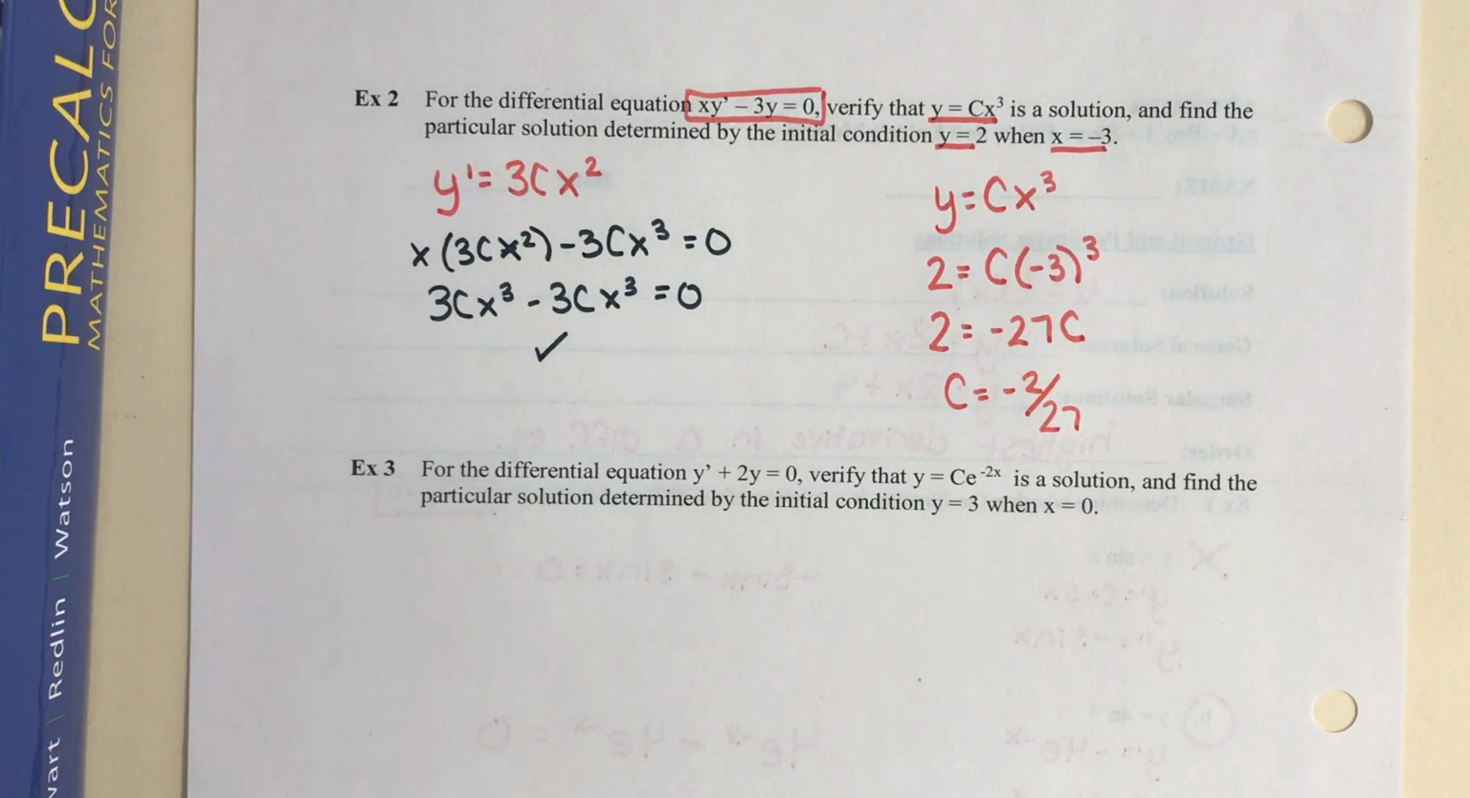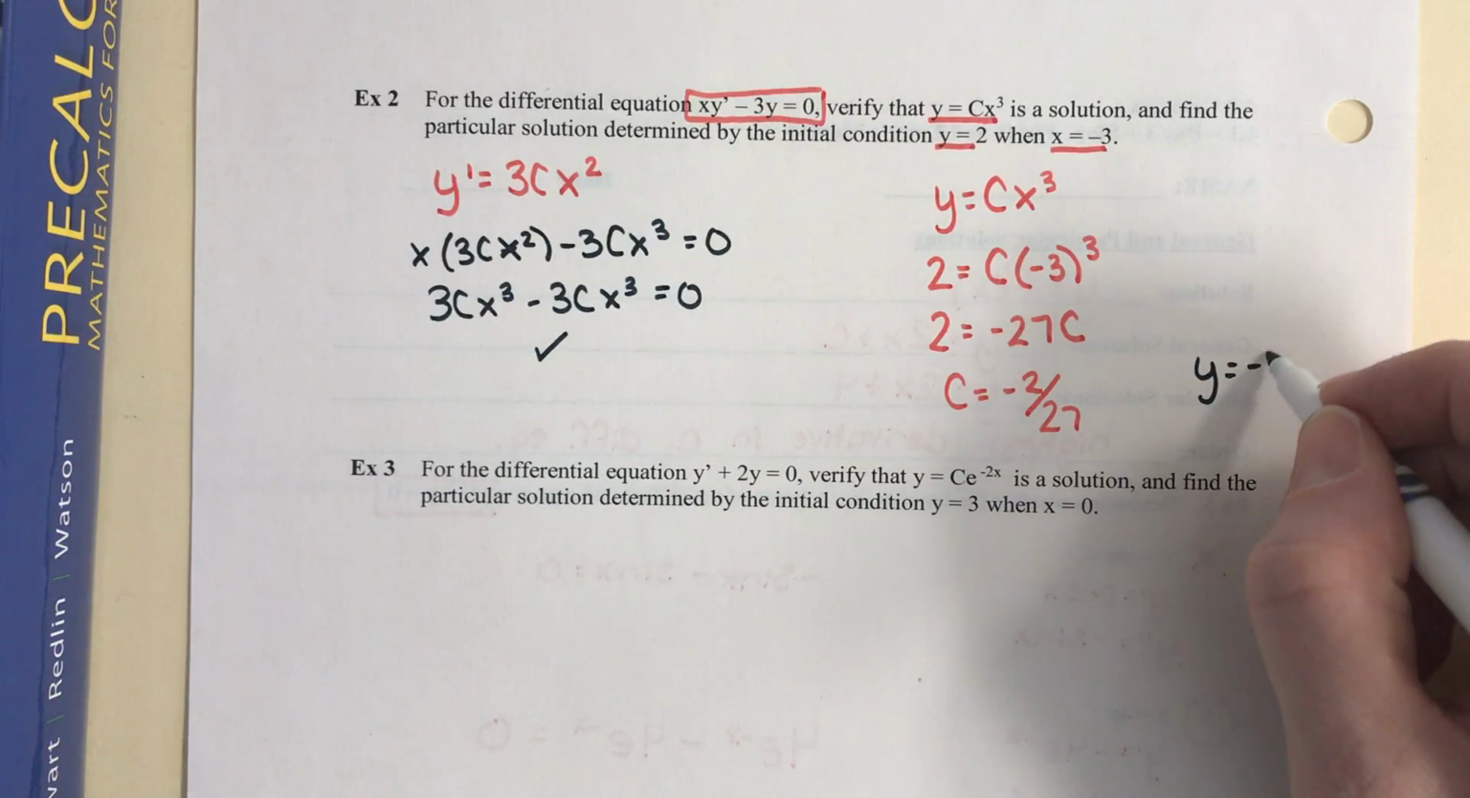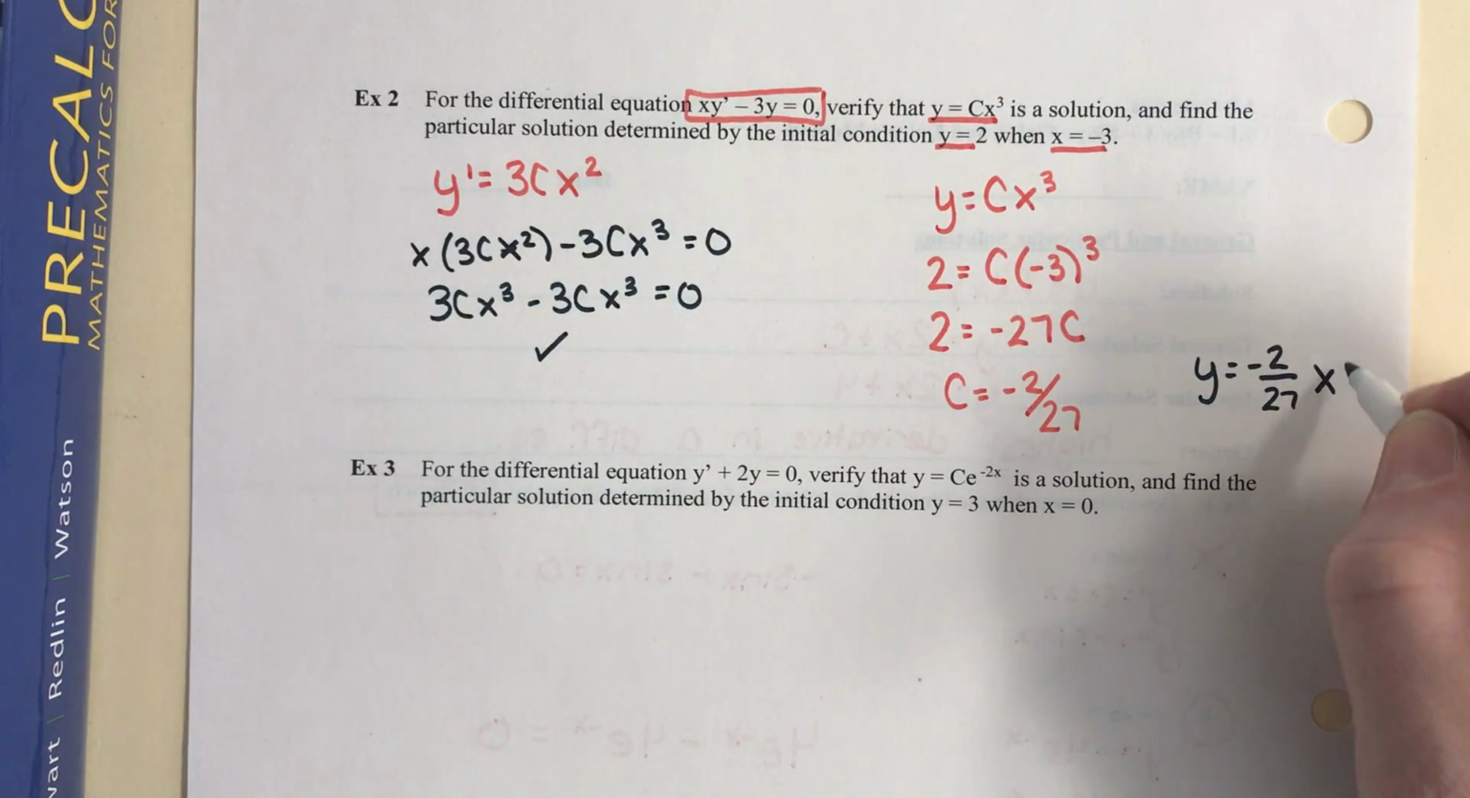So the very last step is to rewrite our problem so that we can plug c in. So y would now equal negative 2 over 27, x to the third.